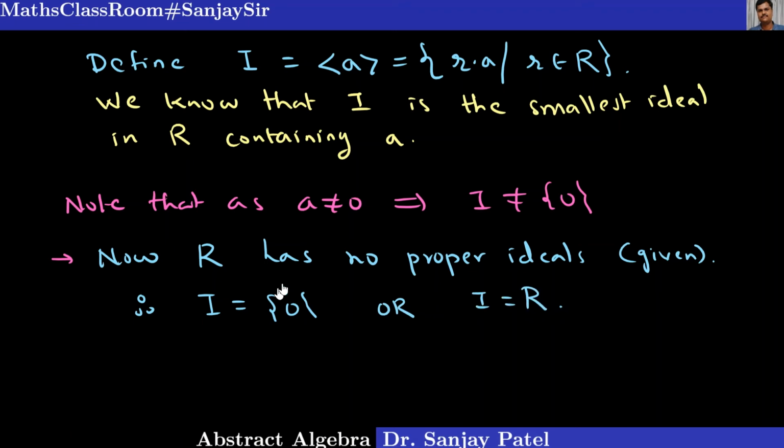But we have noted here that I is not equal to 0. So therefore, I can write I is equal to R only, because of our remark that A is not equal to 0 implies I is not equal to singleton 0. So I is a non-zero ideal here, so this is not true. So I is equal to R only.